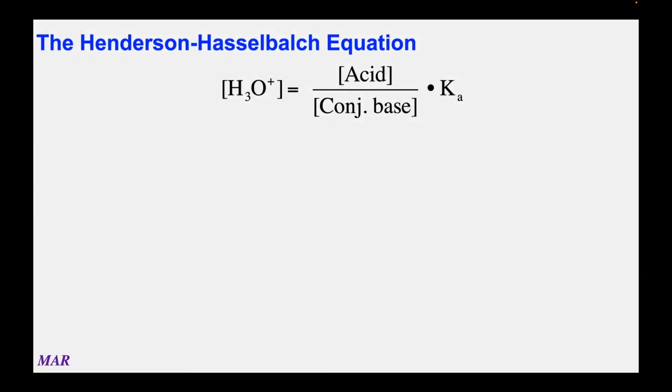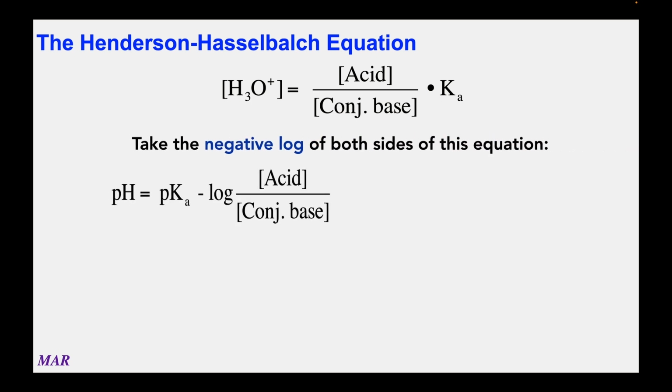So let's go back to the acid version. We're mostly going to focus on that. And hydronium equals the acid over the base times Ka. Well, one thing you can do is take the negative log of both sides of this reaction. Now, negative log hydronium is pH, and that's not a big deal.